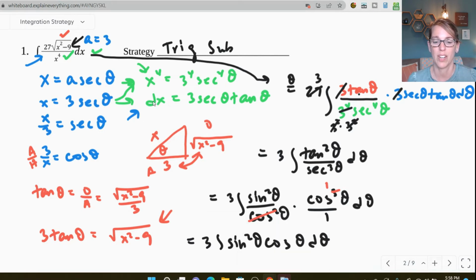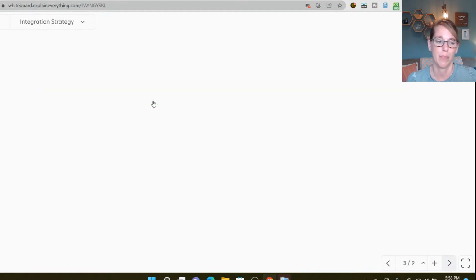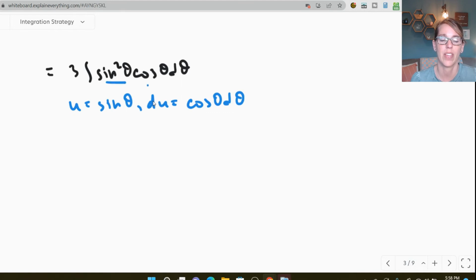This is going to work out really nicely for us because I can use a u substitution here. I'm going to let u equal sine theta. du is cosine theta d theta. Let's go ahead and put that on the next page here. So we had 3 sine squared theta cosine theta d theta. U is equal to sine theta. So du was cosine theta d theta. That takes care of everything inside of our integrand.